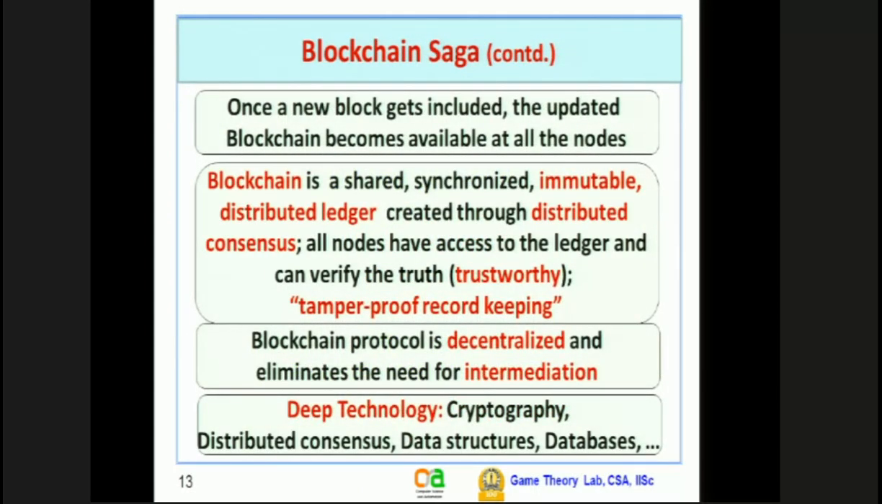Okay. And then you can verify the truth because you can always verify the hash values. And then this is basically tamper-proof record keeping. Essentially, it's like a glorified database where you are keeping the records in an extremely tamper-proof way. The protocol itself is decentralized, and a very important point is that it completely eliminates the need for intermediation.